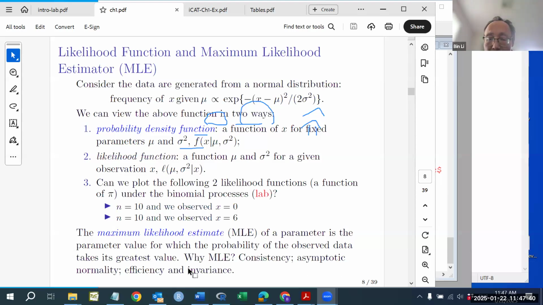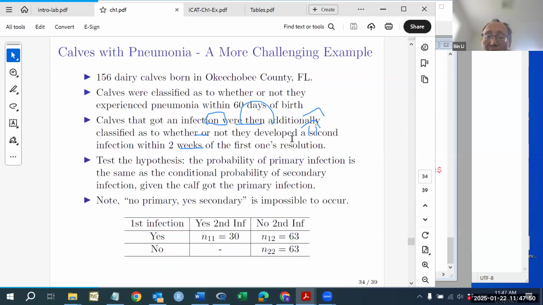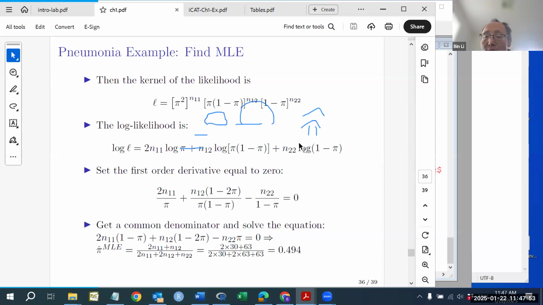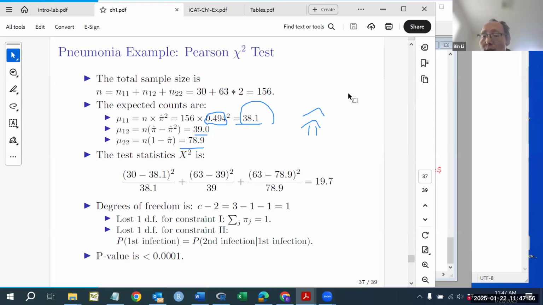Yeah, here, you see that? Invariance. What does invariance mean? I explained that when we talk about invariance, it means that if pi hat is the MLE for pi, then pi hat square is also the MLE for pi square. That is based on the invariance property of the MLE. So that's why we can use this one here. That's also the MLE for pi square.